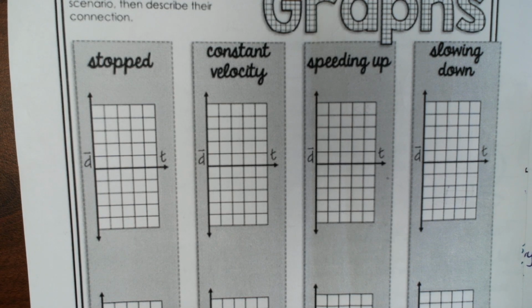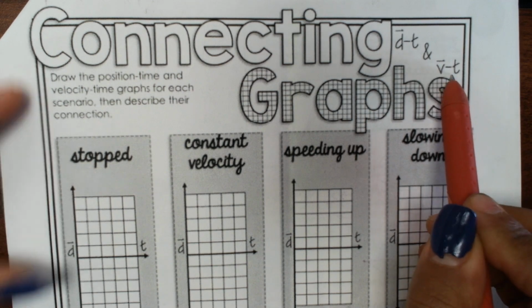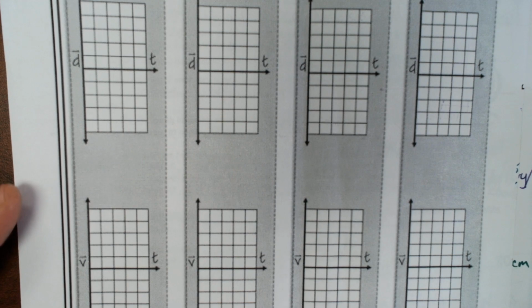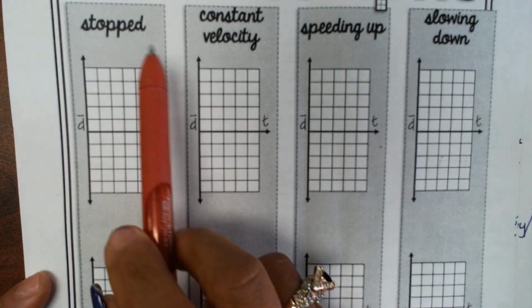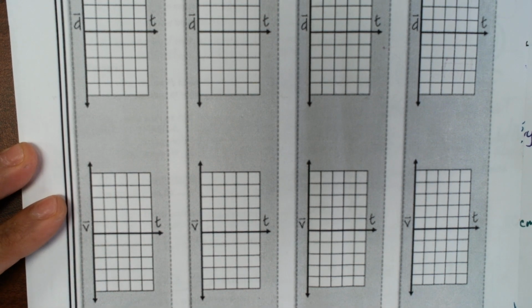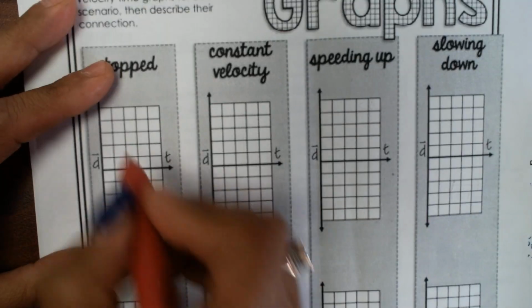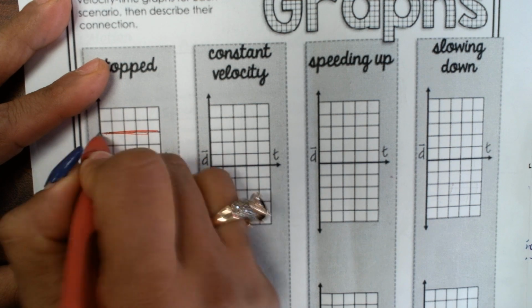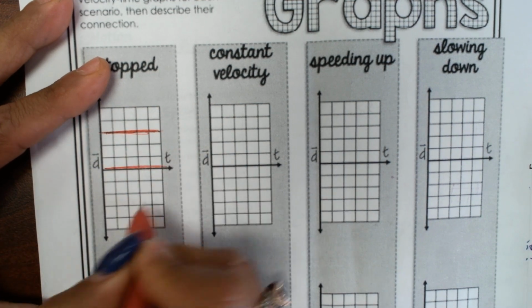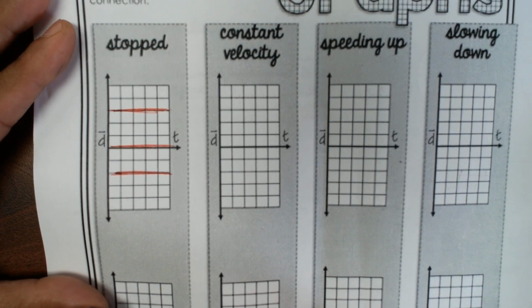This is just checking out the difference between and connecting dt versus vt. We did it on 2 different pages. Here it is on one page. What does a dt graph look like when it's stopped versus a vt graph when it's stopped? So on here, if it's a dt graph, it can be above the x-axis, it could be on the x-axis, or it could be below the x-axis if it is stopped. Okay?